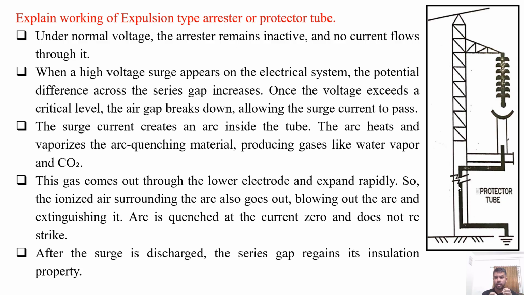The arc is quenched at the current zero interval and does not restrike, meaning the arc does not restrike again. After the surge is discharged, the series gap regains its insulation property and the arrestor returns to the previous state, which is under normal voltage condition, inactive or not in working state. So this is how the expulsion type or protector tube type arrestor works.